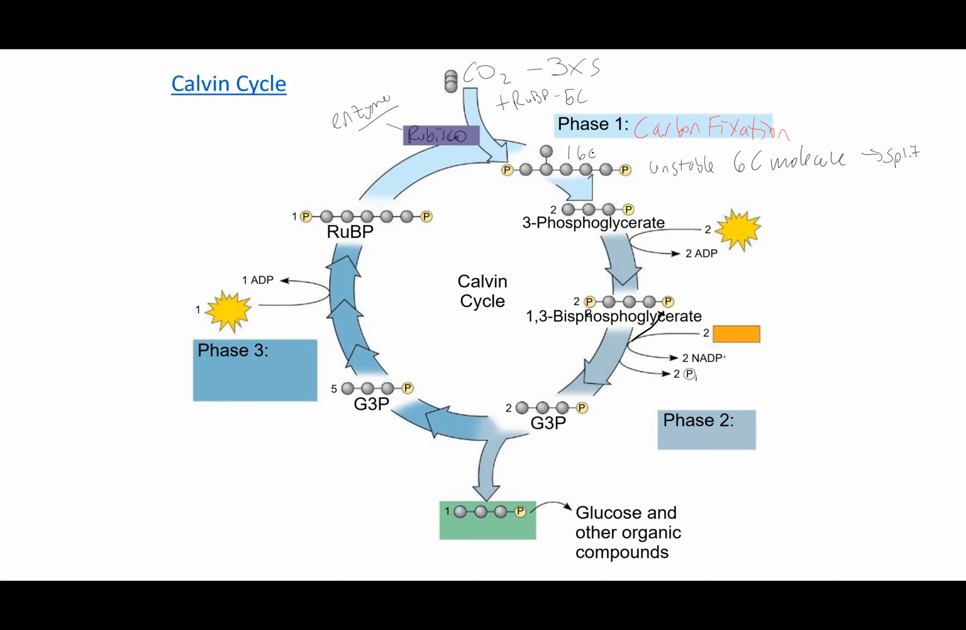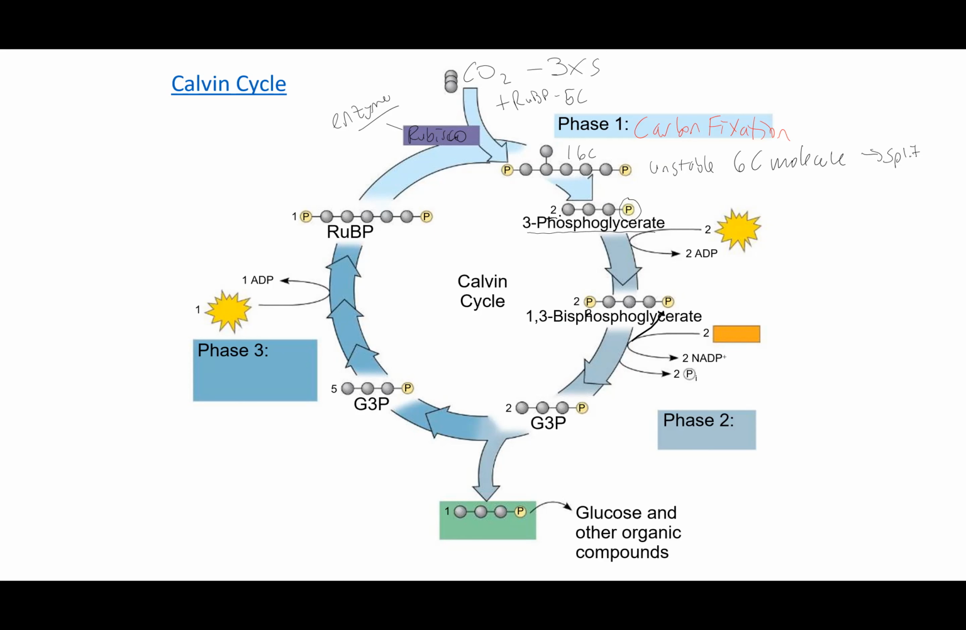So now we're going to have what? We split a 6-carbon molecule in half. We're going to have two 3-carbon molecules. So that 3-carbon molecule is phosphoglycerate. And you can see it's got a phosphate group on the end. So we have two of these.